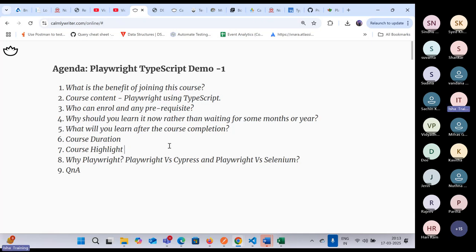One of the most important questions that I have seen people ask in the past, which is why I've included it, is: why should you learn it now rather than waiting for some months or a year? That means why should you learn Playwright now rather than waiting? I'll try to answer that in a detailed manner.